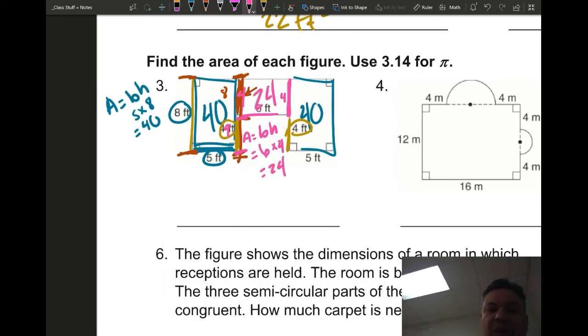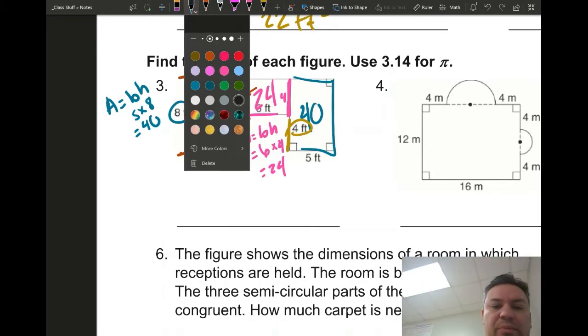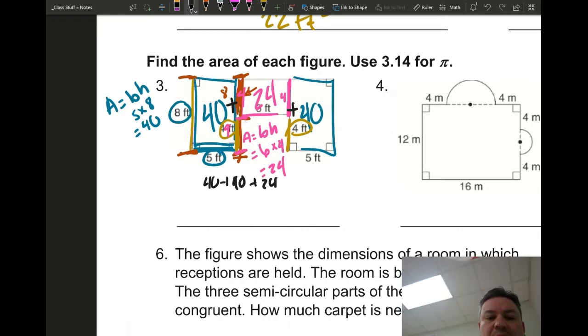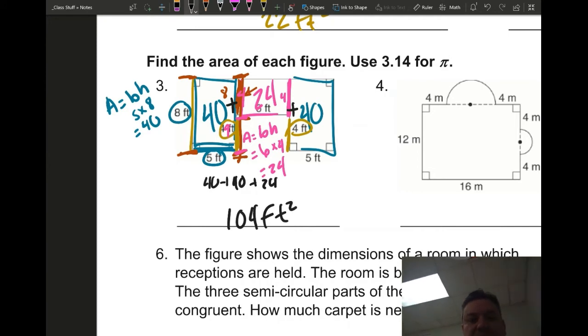So 24 right there. And all I gotta do is add them all up. Just add them all up. 40 plus 24 plus 40. 40 and 40 is 80. And 24 is 104 feet squared.